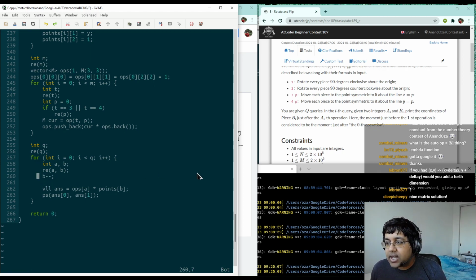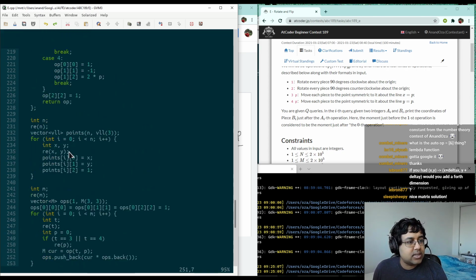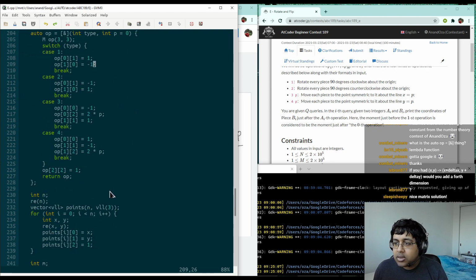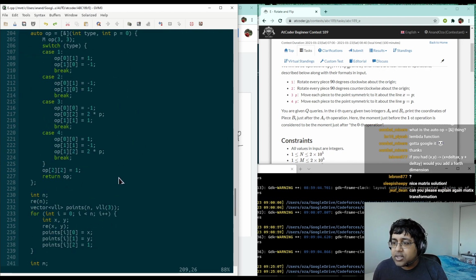Okay, awesome. Someone asked what this is. Yeah, this is just a lambda function, it's the C++ syntax. And then someone asked, for delta x and delta y, would you add a 4th dimension?